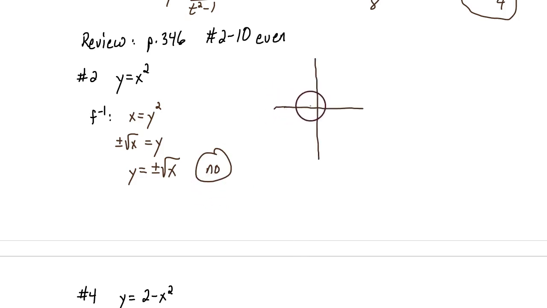Now we're asked to graph the original function and our inverse. Let's do the original function in green. It's y equals x squared, so it's a parabola.